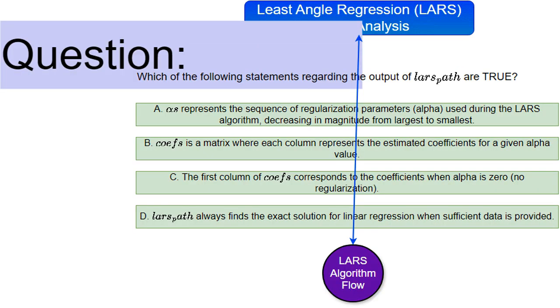This is a multiple choice question testing my understanding of the *lars_path function's output. The *lars_path function is within the scikit-learn library, which is a popular machine learning library in Python. I need to assess the accuracy of each statement concerning the function's output, *alphas, regularization parameters, and *cofs, coefficients. I need to correctly identify what each represents.